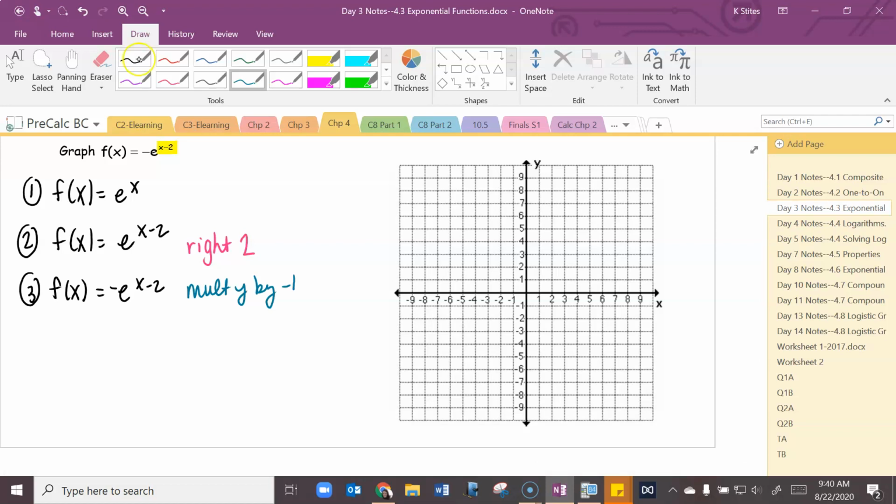Okay, so when you make your table for this, it's a little more complicated. I'm just going to use 0, 1, and 2. It's going to be easier. And again, we're plugging this into the parent function, okay, this guy right here. So e to the 0, well, that's 1. E to the 1 is e, and e to the second power is e squared. And if you notice, I already typed those into my calculator.